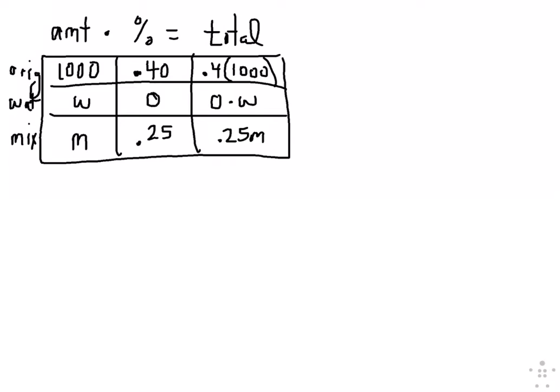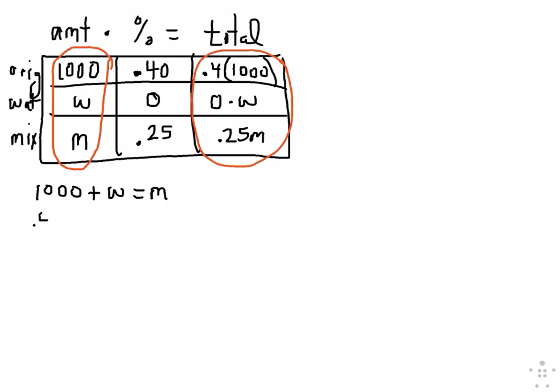Because it's the amount times the percent equals total. Now our two equations for mixture problems, the first one comes from here, and the second one comes from here. So the first one, we have the original amount, 1,000, plus some amount of water, equals the total mixture, right? And on the right, in the original 1,000, there was 0.4 times 1,000 amount of acid, plus 0, right, equals 0.25 m, which is the total amount of acid in the result.